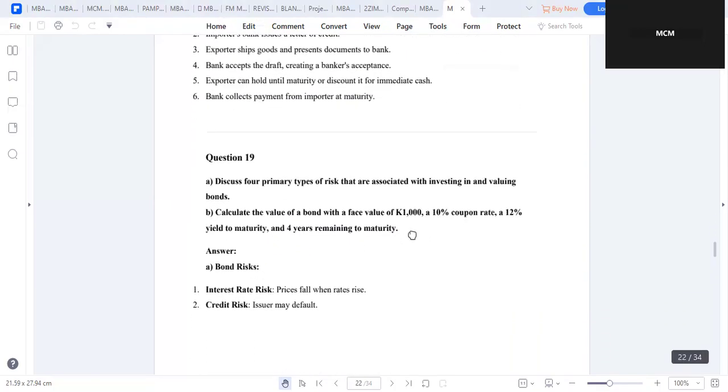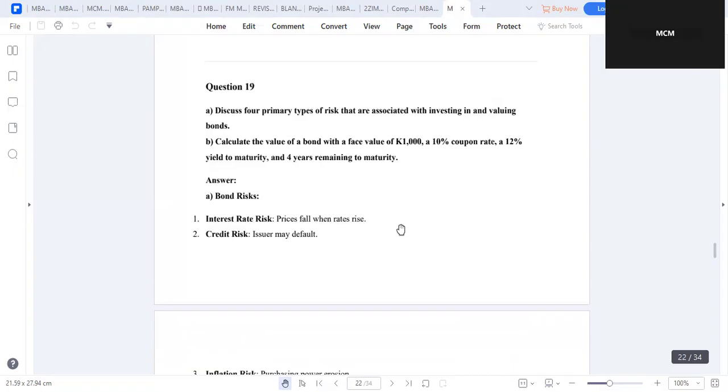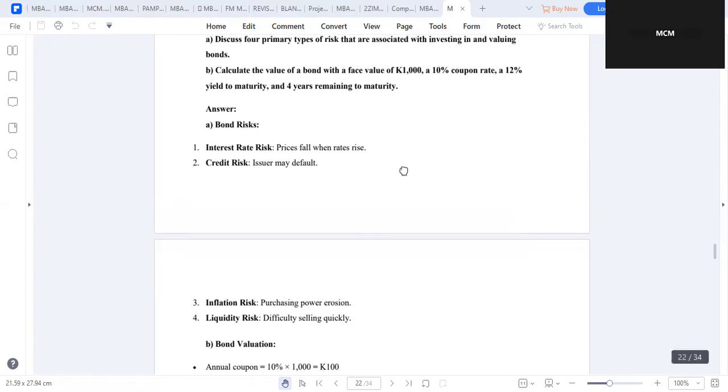All right. What are the 4 primary types of risk associated with investing in bonds? There's interest rate risk, where prices can fall at any time. Credit risk, where the issuer may default. Inflation risk, where the purchasing power may be eroded. And liquidity risk, where it will be difficult to sell the bond. These are the bond risks that we expect.